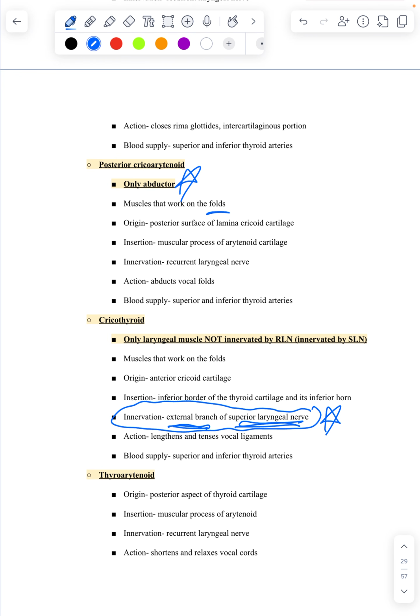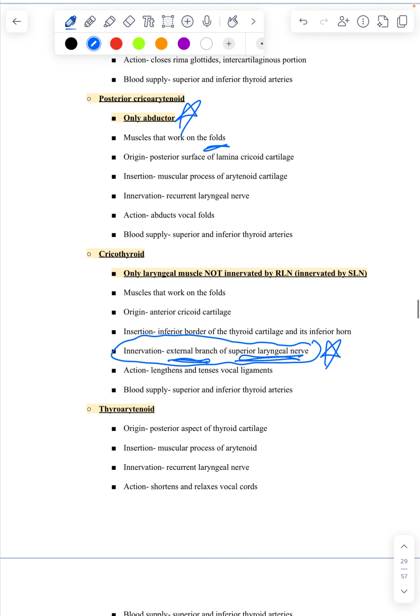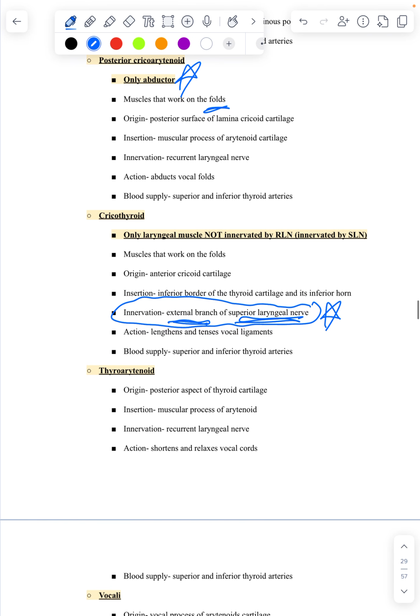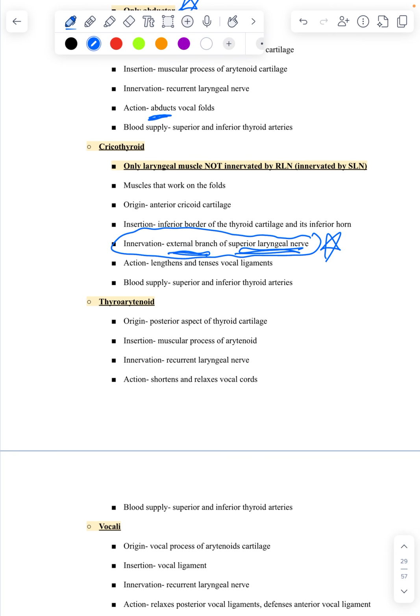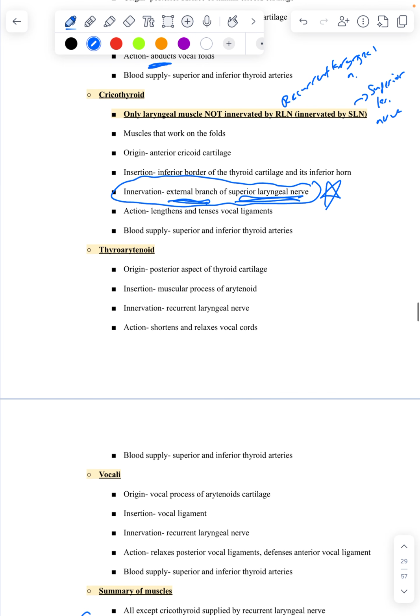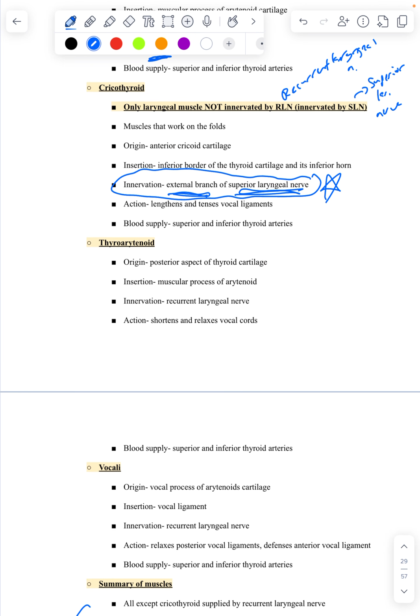It works on the actual folds, the posterior surface of the lamina of the cricoid cartilage, with the same innervation and same blood supply. This is going to abduct, which is the key difference. Cricothyroid, we already talked about, is not innervated by the RLN, the recurrent laryngeal nerve. SLN is the superior laryngeal nerve. So the innervation is the external branch of the superior laryngeal nerve, not recurrent laryngeal.